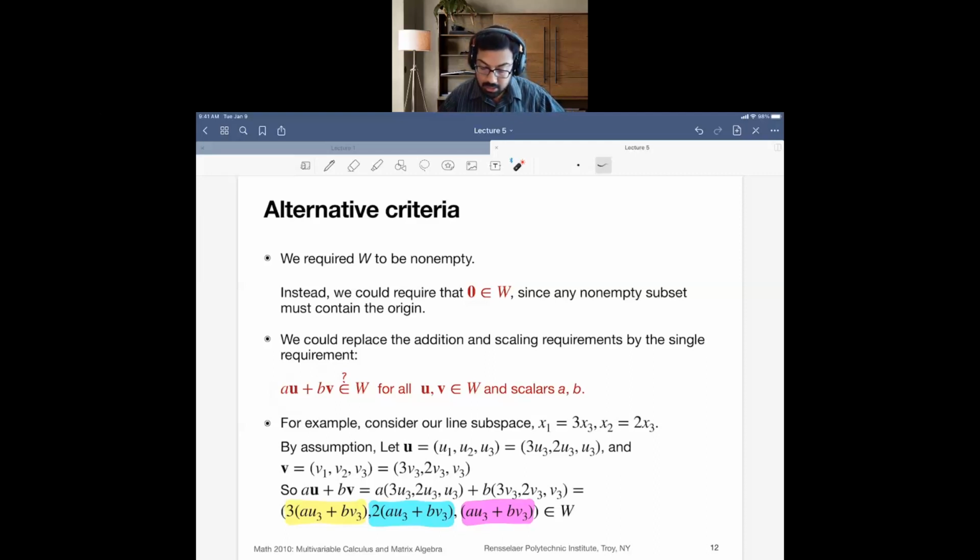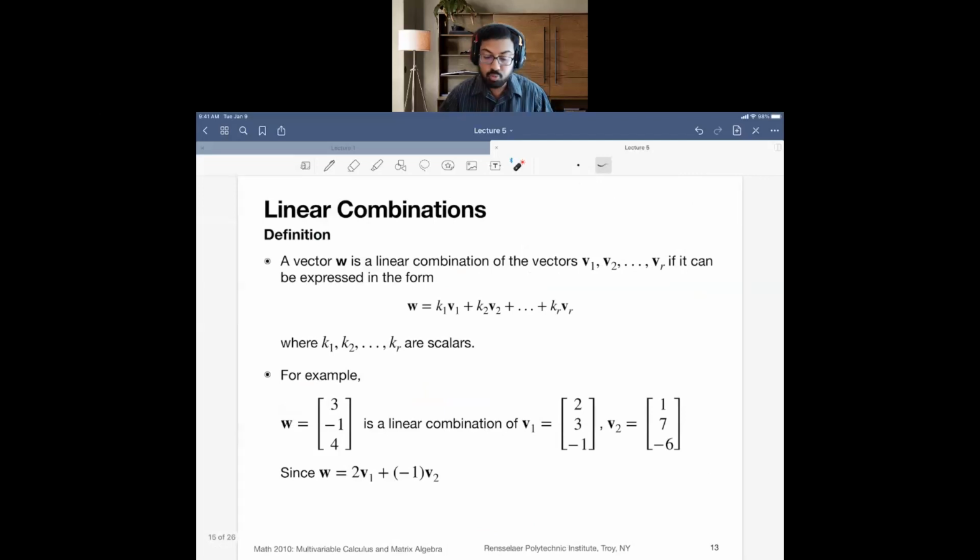Okay, let's move on to new topics now. The new topics that we are going to talk about are the span, the space spanned by a vector. We'll also talk about the range of a matrix, and we'll talk about column space and row space. In order to do that, let's revisit the idea of linear combinations.